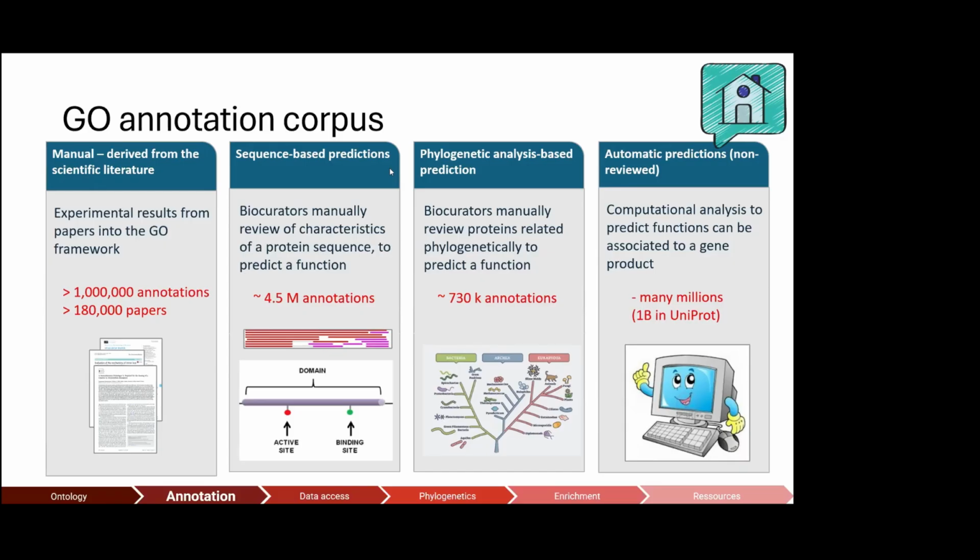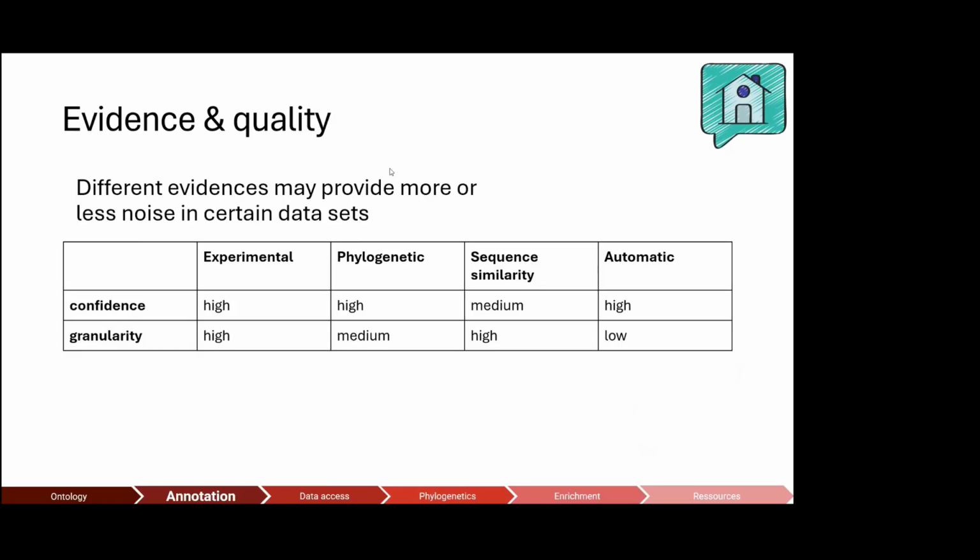The phylogenetic analysis-based prediction that Mark is going to explain later on generates a bit less than 1 million annotations. And the automatic prediction that I described earlier, which is not reviewed by humans, generates many millions of annotations this way. You have like 1 billion in UniProt. So the majority of GO annotation is generated by automatic annotation.